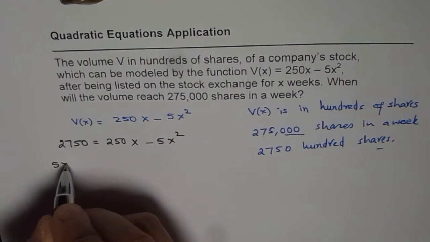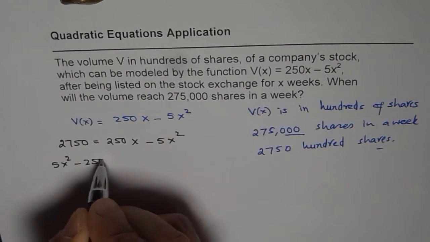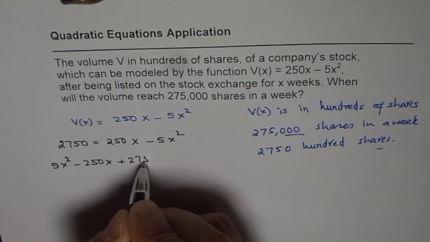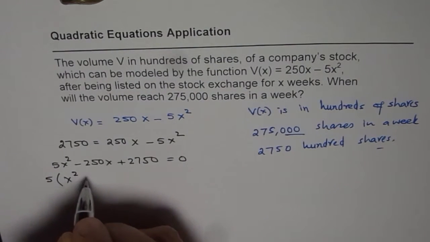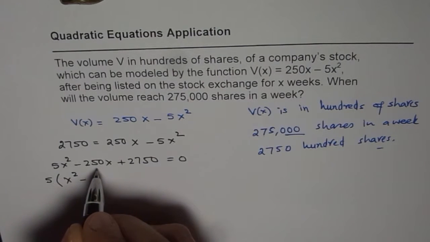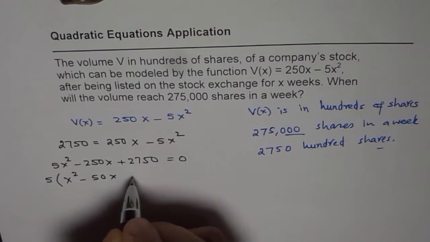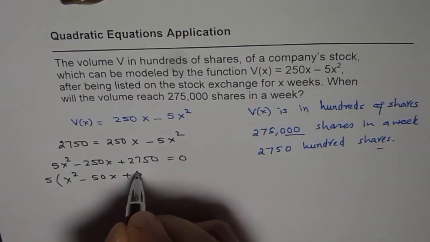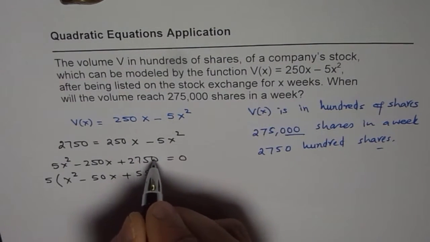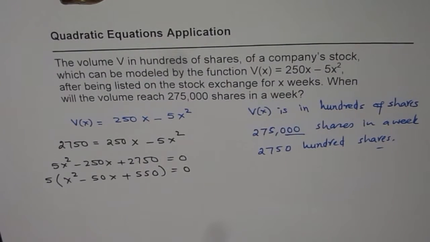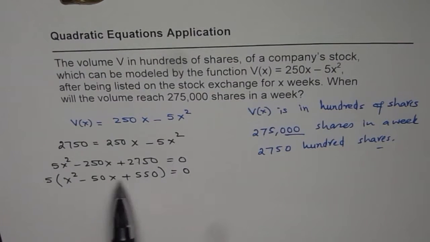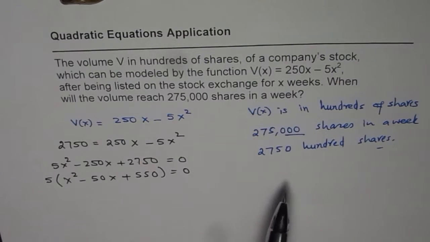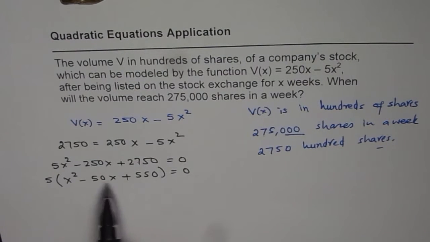So we have 5x squared minus 250x plus 2750 equals 0. You can of course take 5 common to simplify this equation. Dividing by 5, we get x squared minus 50x plus 550 equals 0. Now you could factor it. You are looking for two numbers whose product is 550 and sum is minus 50. That is one way. The second way is you can use the quadratic formula. Either way you can find it.